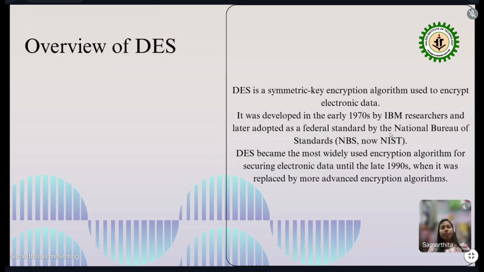It is used to encrypt electronic data. Now, what is electronic data? Electronic data is information that is created, stored, or transmitted electronically, such as on a computer or other electronic devices. It was developed in the early 1970s by IBM researchers, and later adopted by NIST.